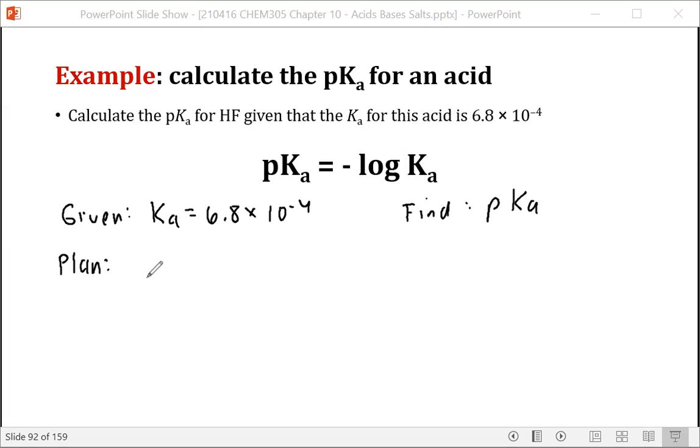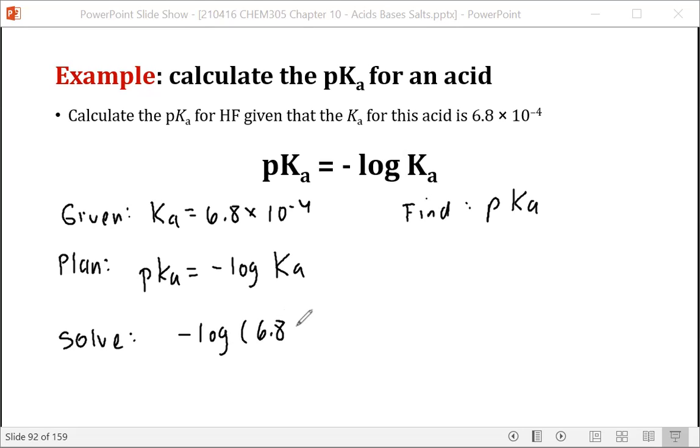We're going to use the equation for pKa directly. So pKa equals negative log of the Ka. When we solve this, we can plug in our Ka value. So the negative log of 6.8 times 10 to the negative fourth is going to give us our pKa. This is one I can't do in my head, so I'm going to plug it in. Negative log of 6.8 times 10 to the negative 4.